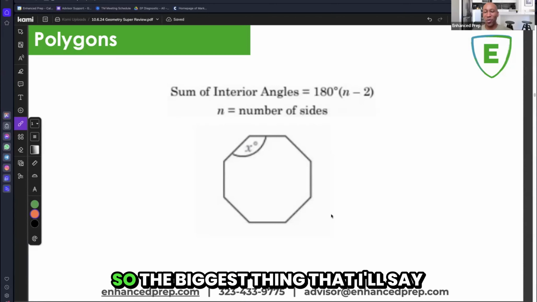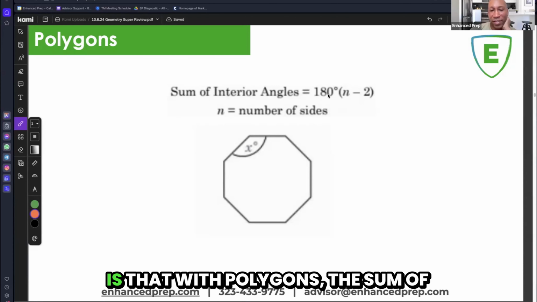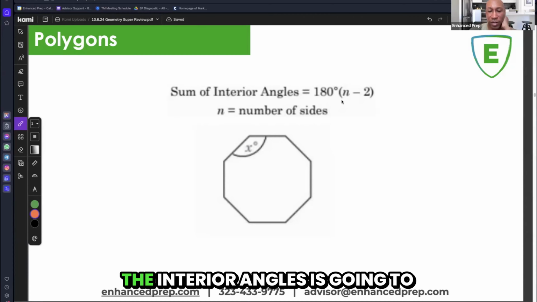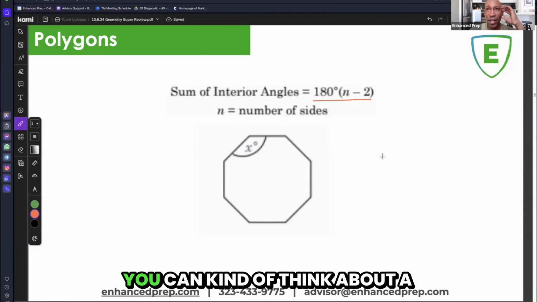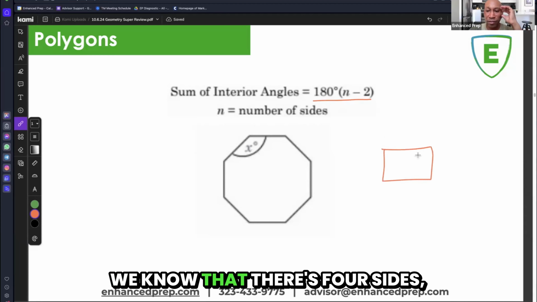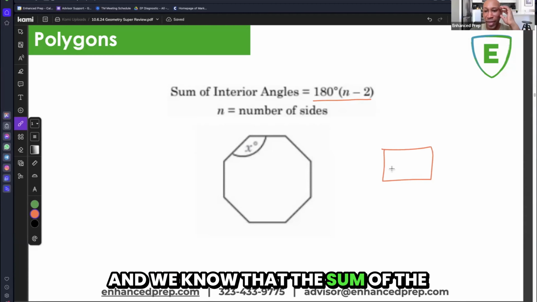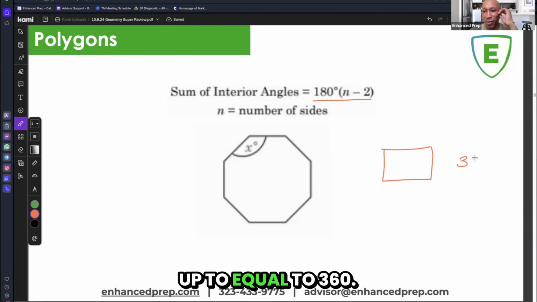Okay, cool. So the biggest thing that I'll say is that with polygons, the sum of the interior angles is going to equal 180 times n minus 2. If you're ever not sure about that, you can think about a square. We know that there's 4 sides, and we know that the sum of the angles in this one is going to add up to 360.